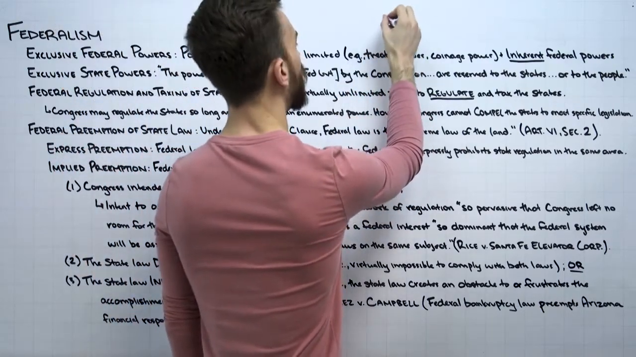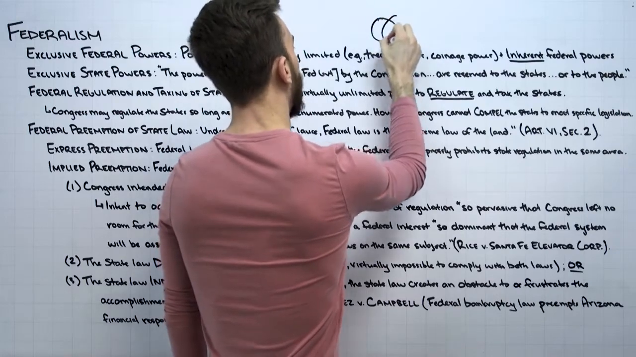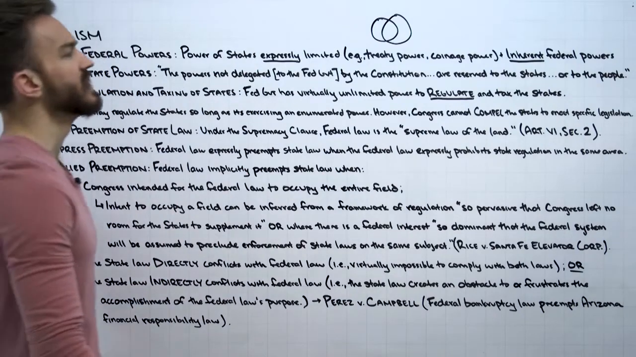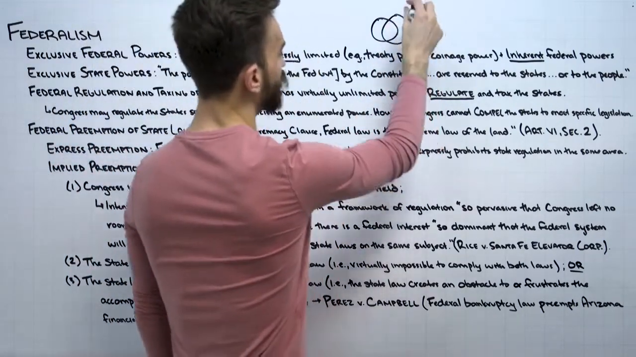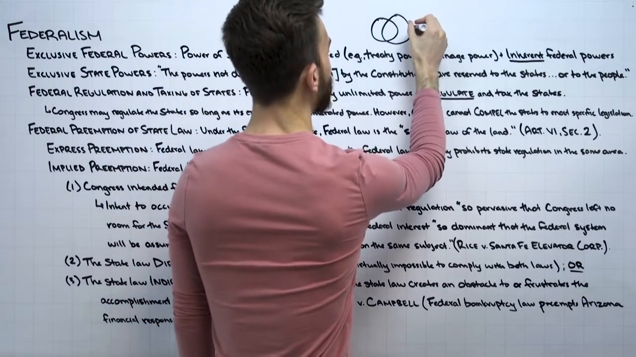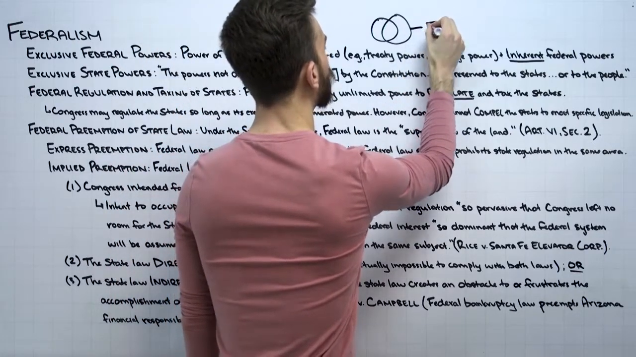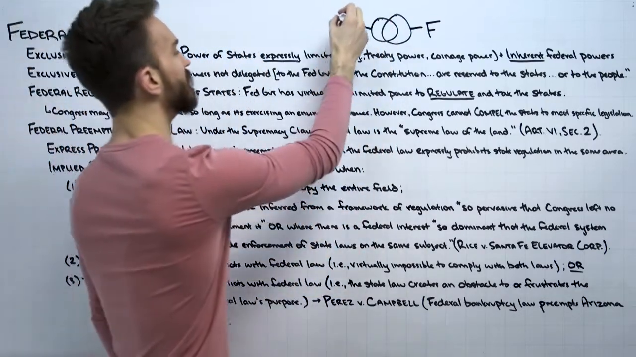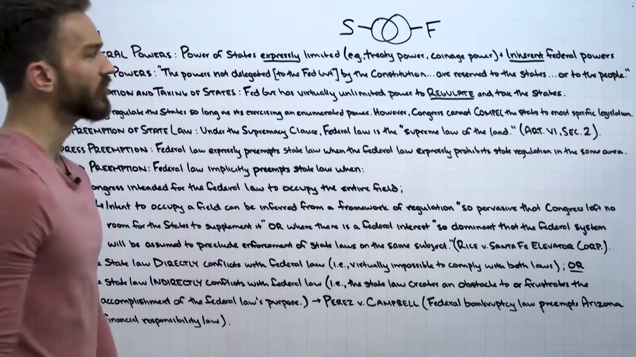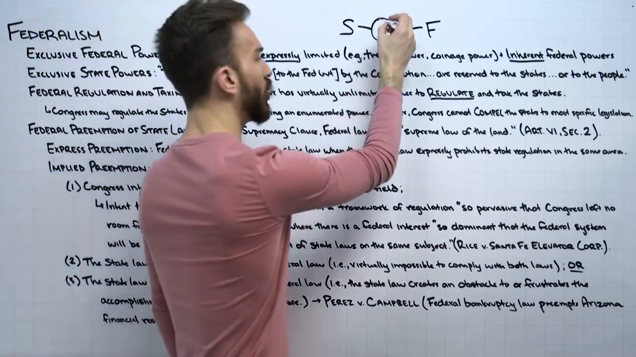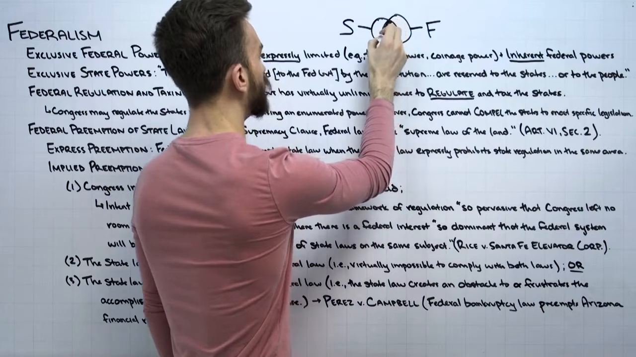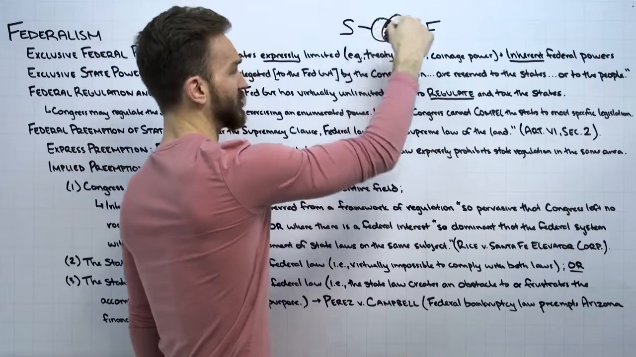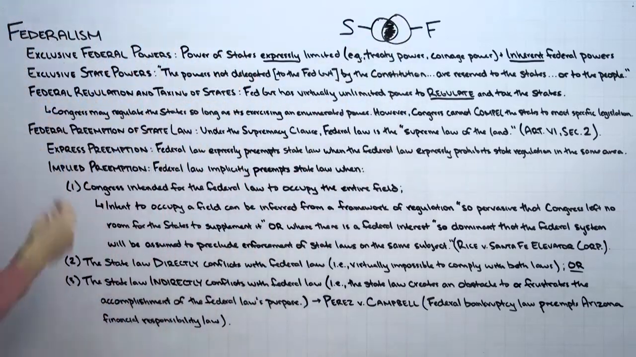So I'll draw this up on the board for us, a simple Venn diagram. And let's say on the right side, because I happen to draw this one a little bit bigger, we can make this exclusive federal powers, and on the left side, we can make this exclusive state powers. And of course, we know that we're going to have some concurrent powers in the middle, where both the states and federal government have the power to take actions that fall in the middle of the Venn diagram.